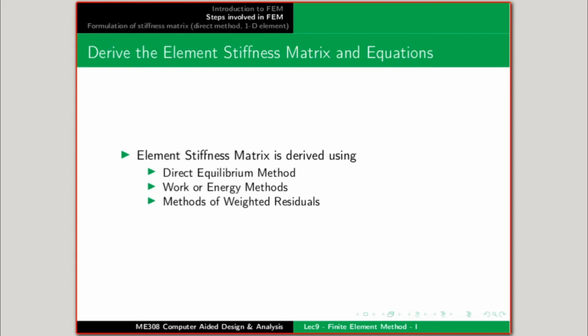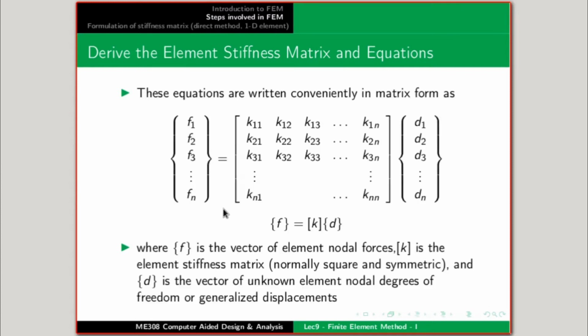Next, we are moving on to derivation of element stiffness matrix and equations. Element stiffness matrix can be derived using various methods such as direct equilibrium method, work or energy methods, methods of weighted residual. In this course, we will be dealing with direct equilibrium method only. So, what is the stiffness matrix?